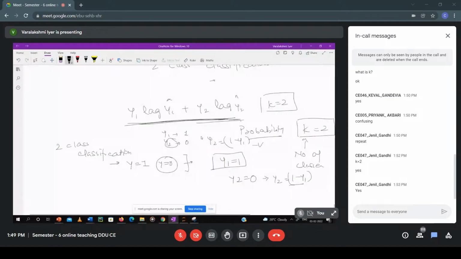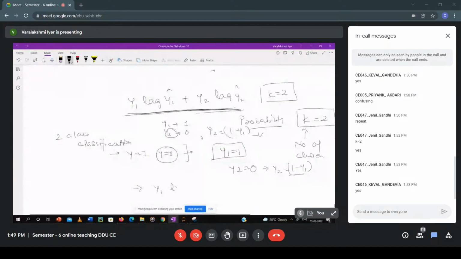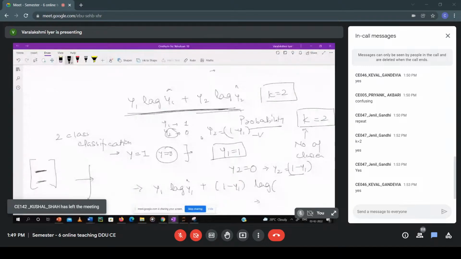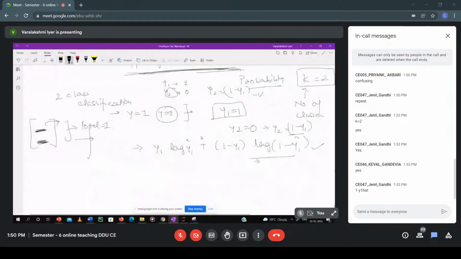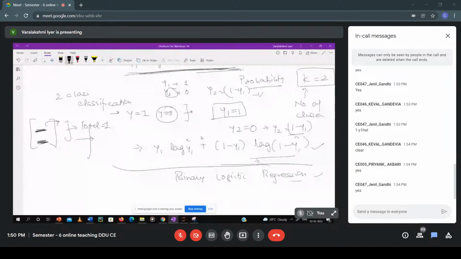So it will be converted into y1 log of y1 hat plus 1 minus y1 into log of y2 hat. What is y2 hat actually? In two-class classification, we'll be getting two values, and the total sum will be equal to 1. So we can also write 1 minus y1 hat. So this loss function will automatically be converted into binary logistic regression whenever we have two classes. Okay, that is clear to everyone. Now Priyank and all others, is it clear now? This point is clear. I'll proceed with the next point now.